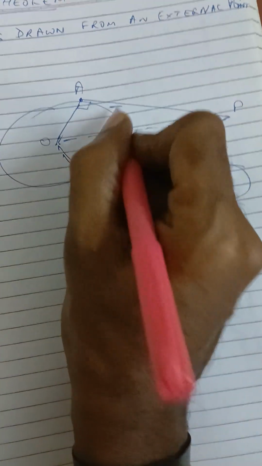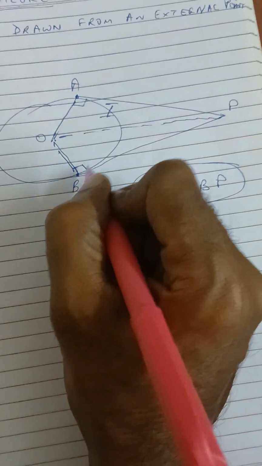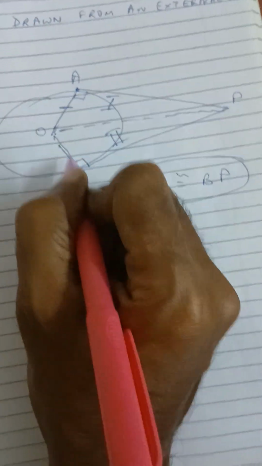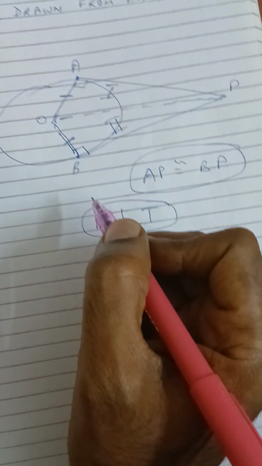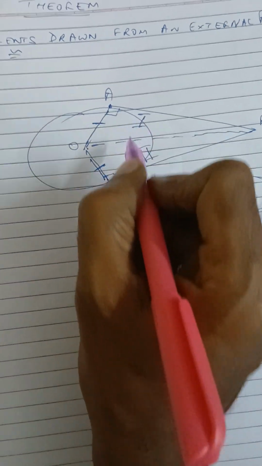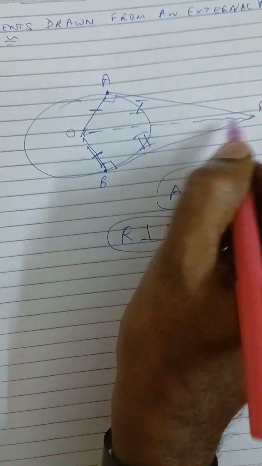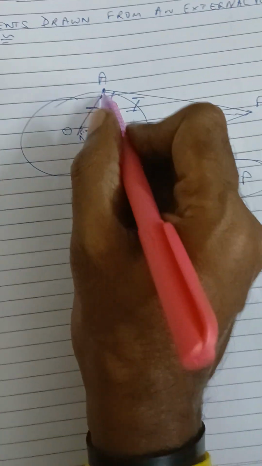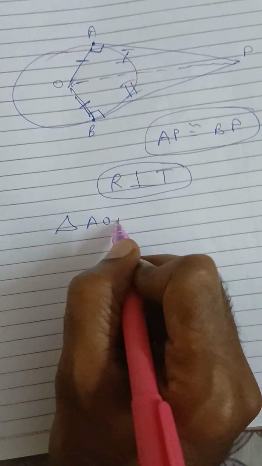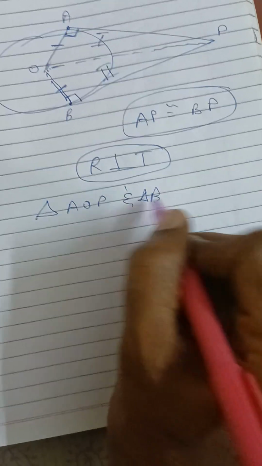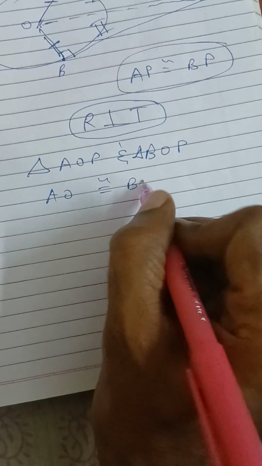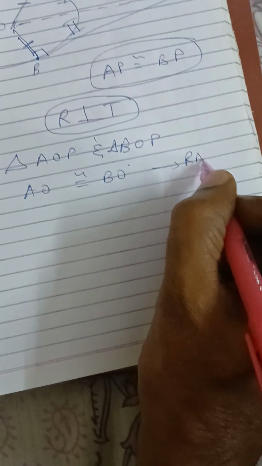I go to triangle 1, that is AOP, and triangle BOP. These two triangles I'll select. Now radiuses are congruent, they are called radii. OP is a common side, and angle A and angle B are congruent, each is 90 degrees. So when I go to triangle AOP and triangle BOP, AO is congruent to BO, radii.